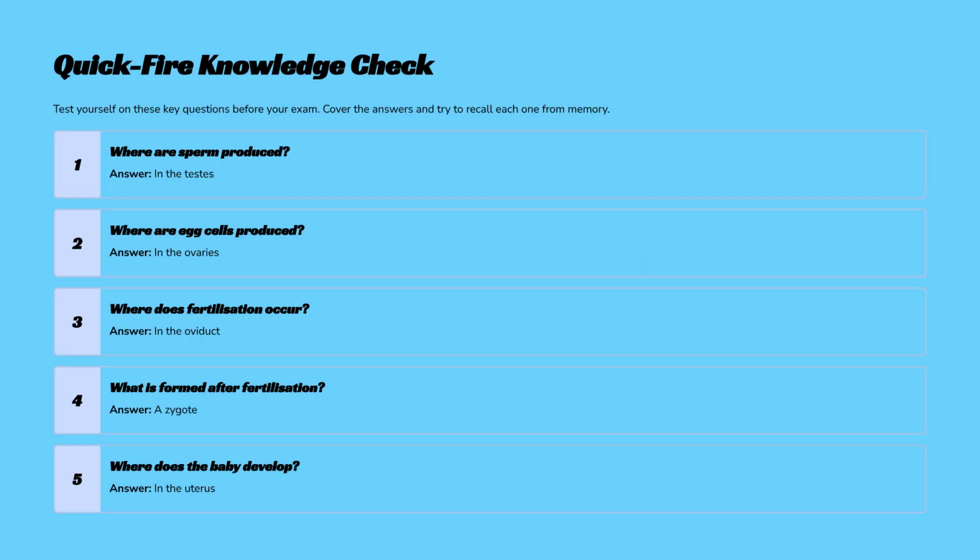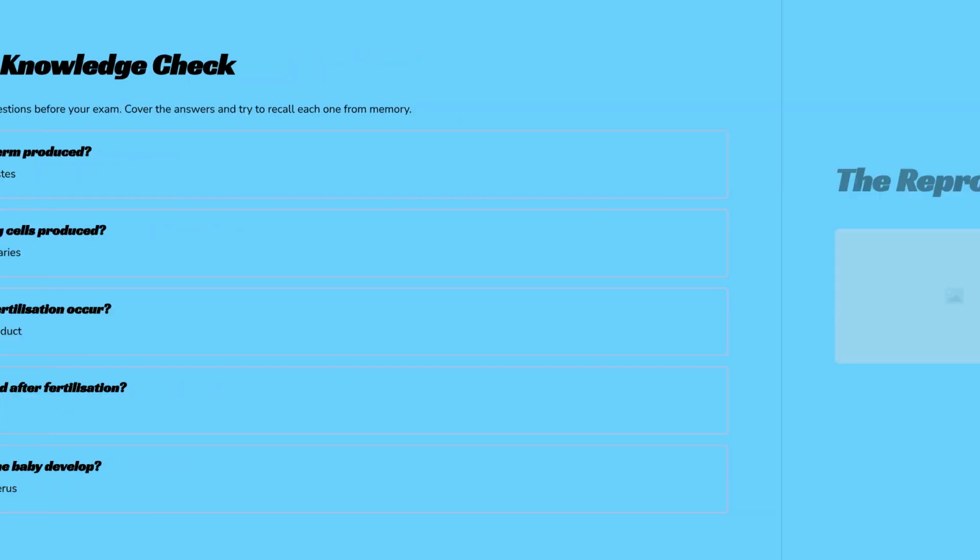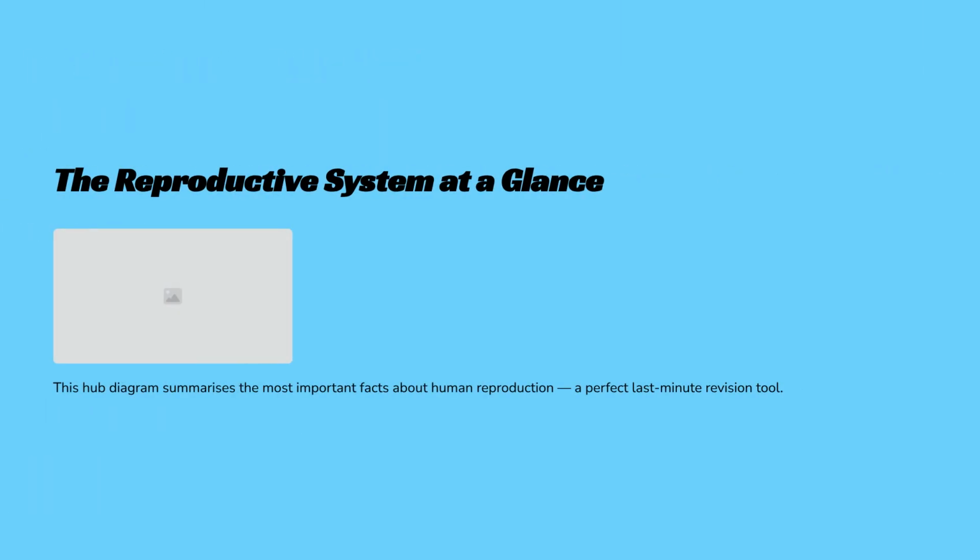Let's test your knowledge. Sperm are produced in the testes, eggs in the ovaries. Fertilization occurs in the oviduct, resulting in a zygote, which then develops in the uterus. Can you recall these from memory? Use hub diagrams to visualize the reproductive system. These tools summarize the most important facts, structures, and functions, making them an excellent resource for your last-minute revision.